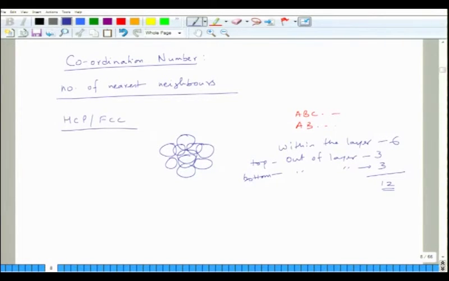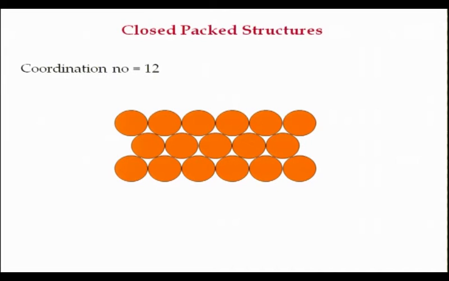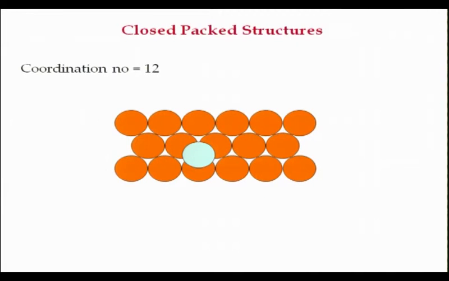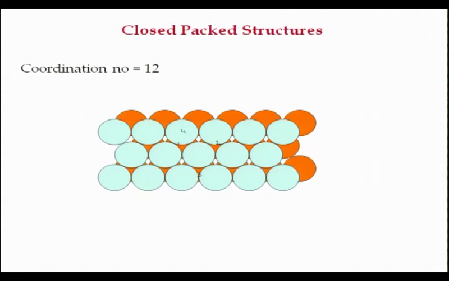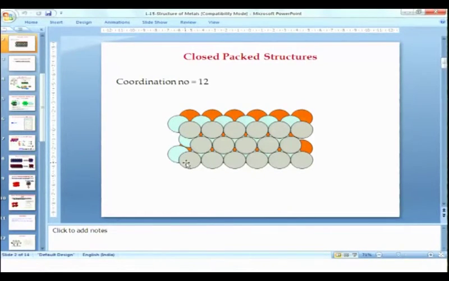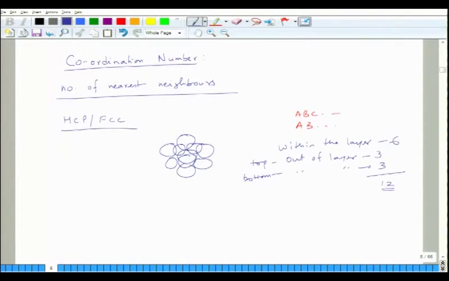I will just give you a short animation of that. Let me see if I have a slide. So, if you just look at this animation, there is the first layer, there is the second layer. So, it has 3 below, 6 within plane. You can see that 3 below are the ones which are 1, 2, 3. 6 within the plane, 4, 5, 6, 7, 8, 9, then 3 on top, 10, 11, 12. So, each atom has 12 nearest neighbors in FCC or HCP structure. So, the coordination number in this case is 12.